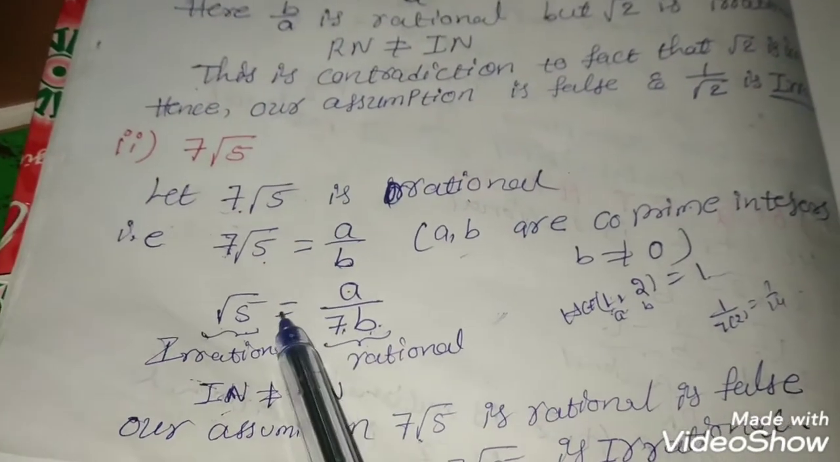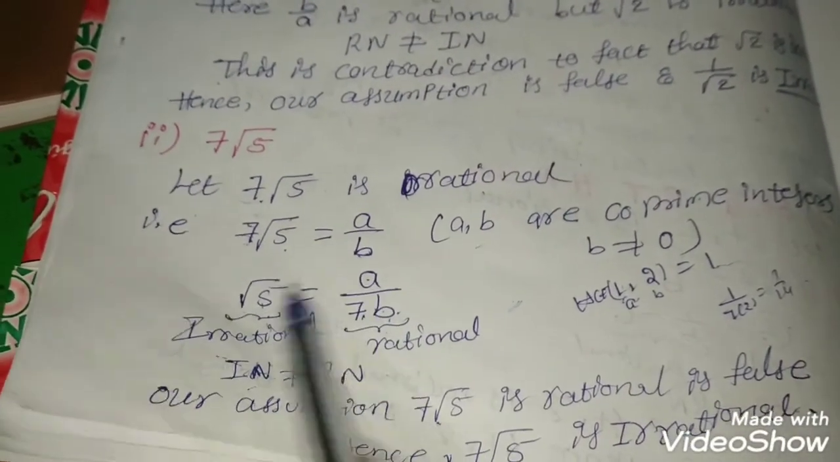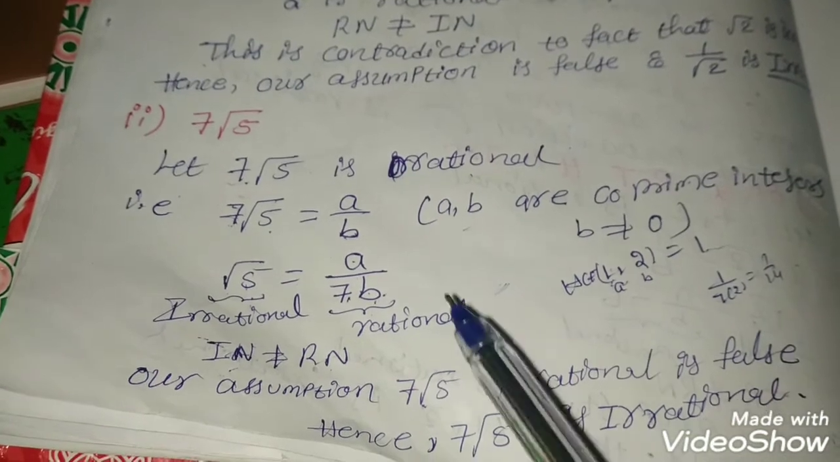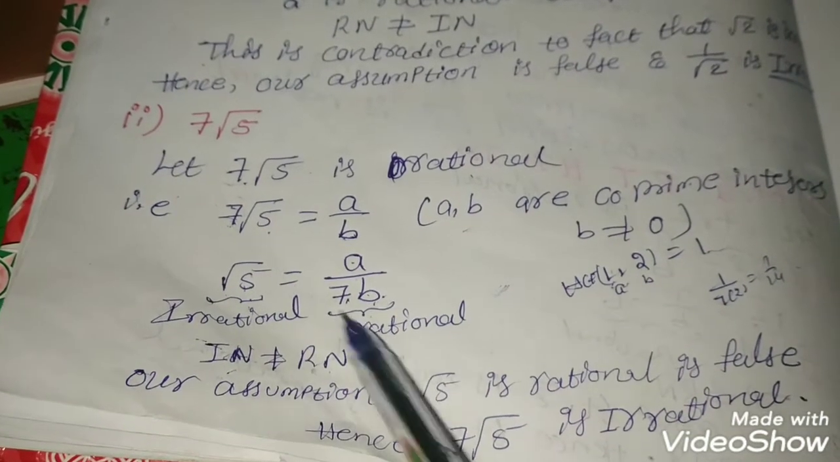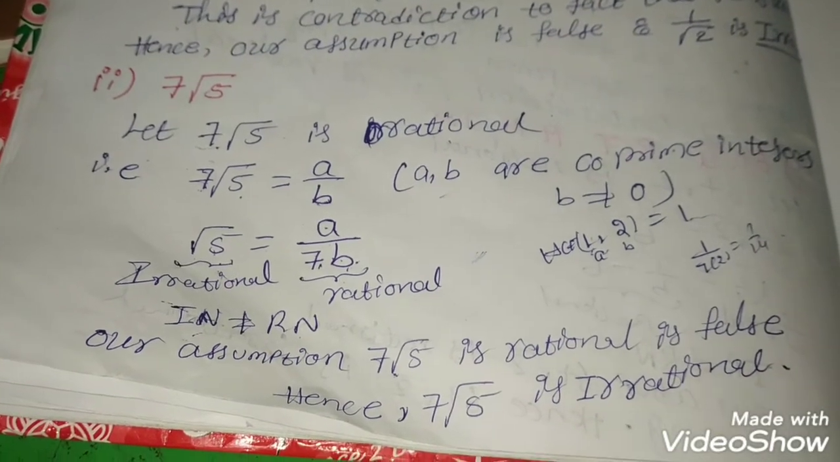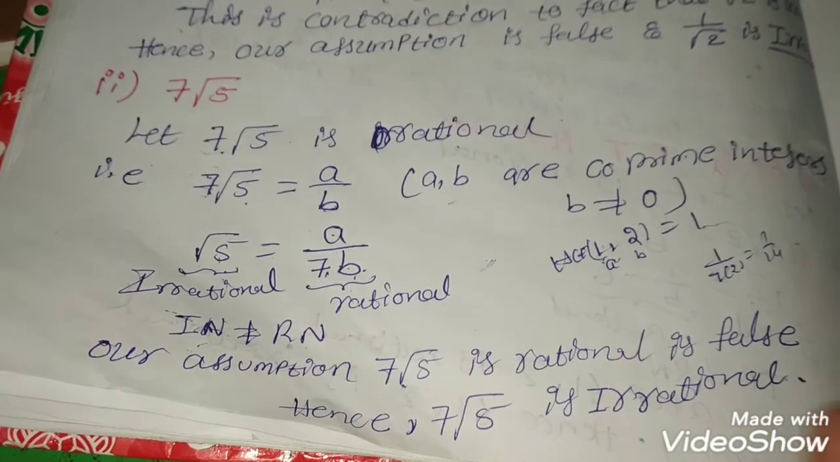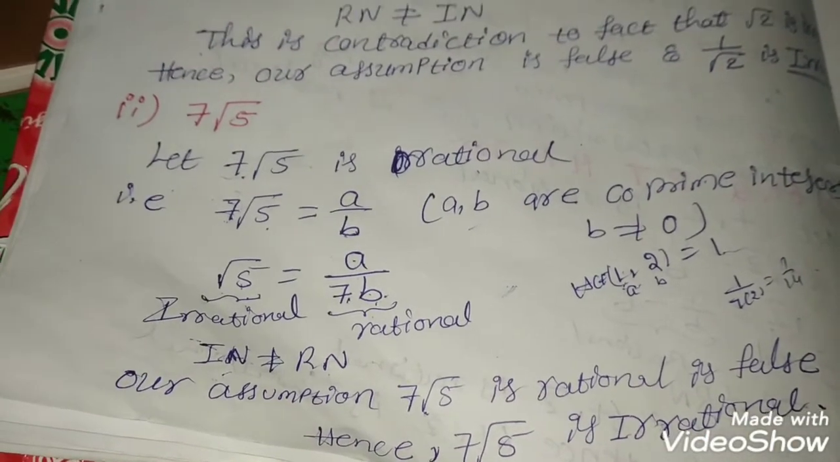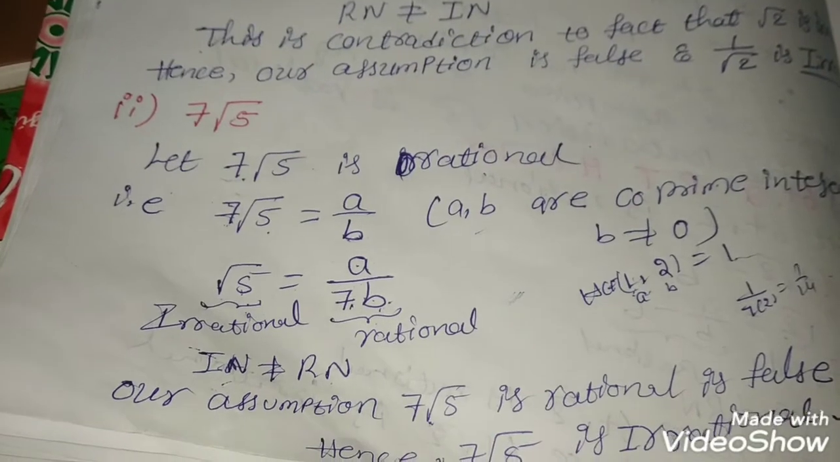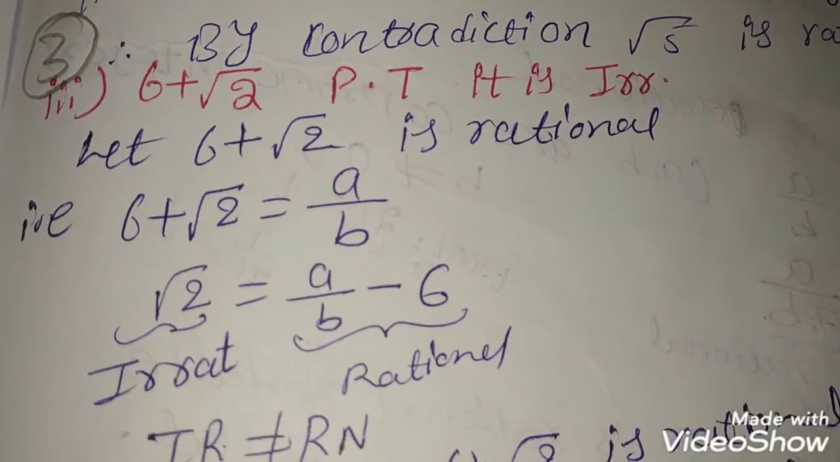Just check here itself. How can you say those are equal? This is irrational, this is rational. Absolutely, you can say that those are not equal. An irrational number is not equal to a rational number. It is false. Our assumption is wrong. This is a contradiction. However, you can write that. Hence, what do we have to say? 7 root 5 is an irrational number. Understand? Let us go for the next question.